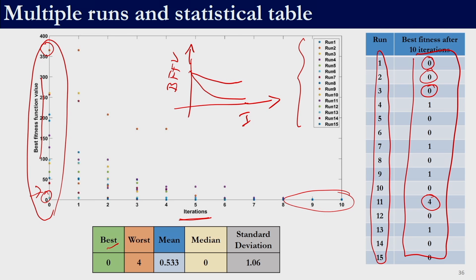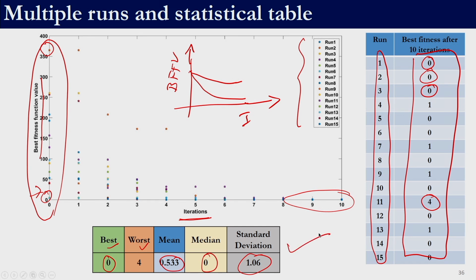In best value what we do is we report the minimum value among this, since we are talking about a minimization problem. So, the minimum value in this is 0. That is what is done. What is the worst value? The worst value is the maximum value, and the maximum value was 4. The mean value is the mean of all these numbers in the second column, the mean of that is 0.533, median is 0 and the standard deviation is 1.06.